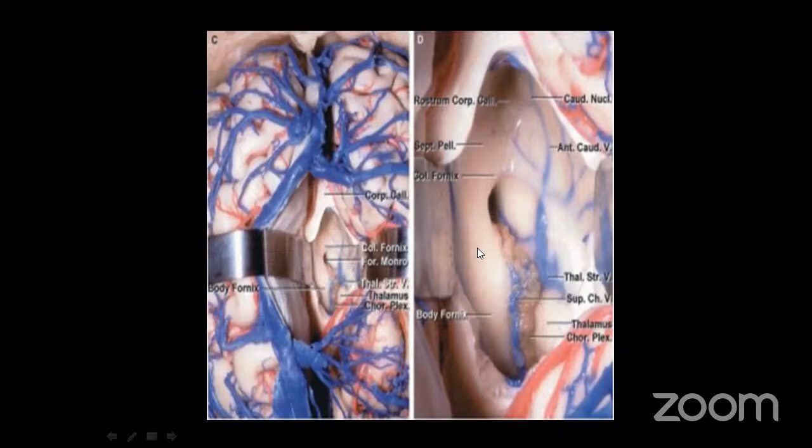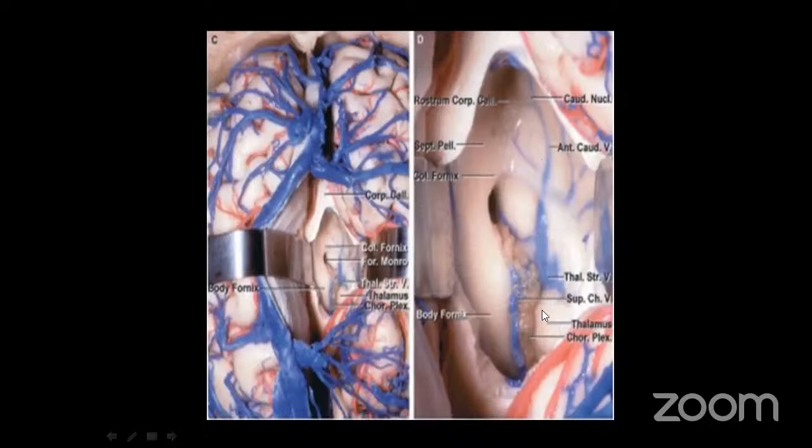Fornix forms the floor in the midline, and in the lateral aspect, we have got the thalamus forming the floor. There are also various other venous structures that are important that you can appreciate in this anatomy. There is an important vein, and it is known as the thalamostriate vein. As the very name suggests, thalamostriate means in between the thalamus and the striatum. So this vein runs in between the thalamus and striatum, hence it's known as the thalamostriate vein.